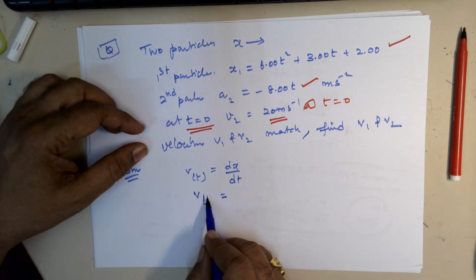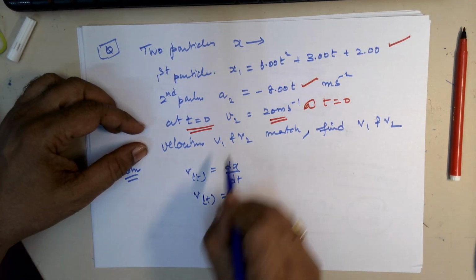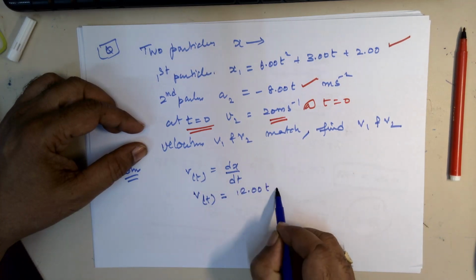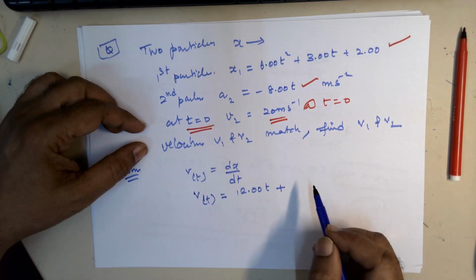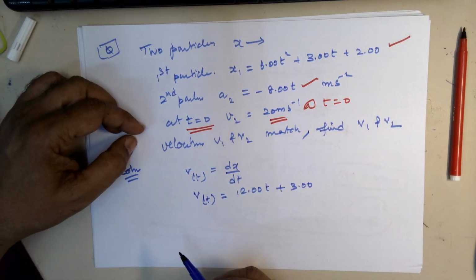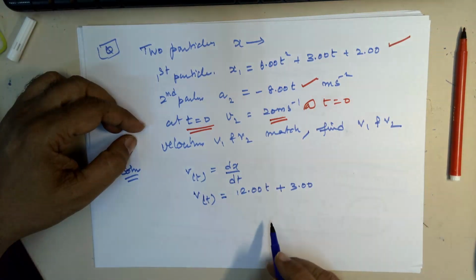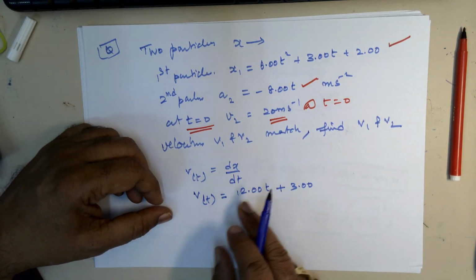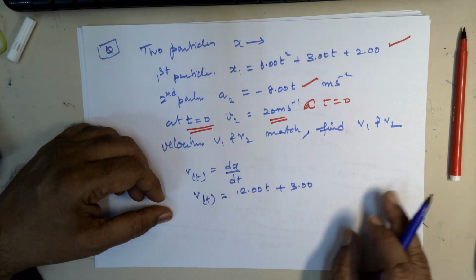So that is V at the t. Let us put V1 at the t is equal to 12.00 into t plus 3.00, and the constant is 0. So this is the V at the t. It means 12t plus 3.